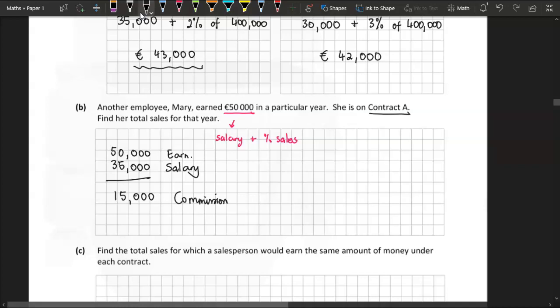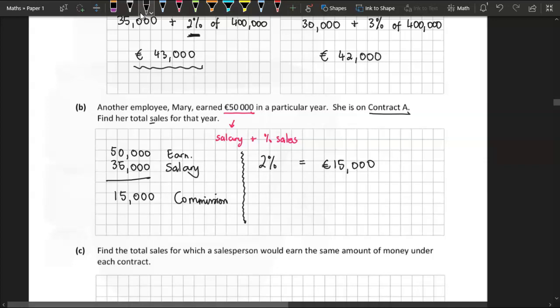So what we have to do is find her total sales for the year. 15 grand of it was made on commission. Again, that's how much money she's making, but that doesn't tell us how much sales were actually made. One of the ways I would look at this is, because she's on contract A, she's working on 2%, as we can see up here. So that means if her commission is 15,000, that means 2% is equal to 15,000. Because she made 15 grand and that was her 2%.